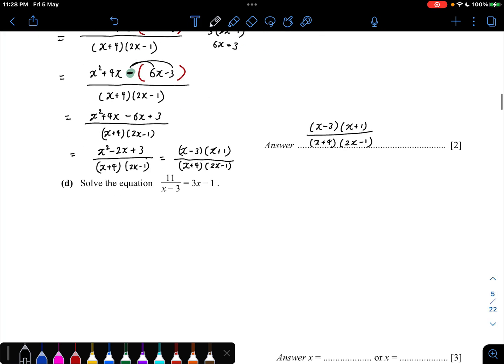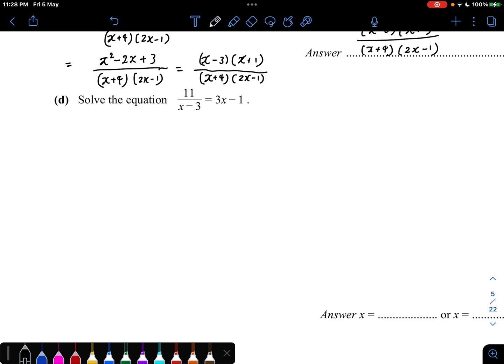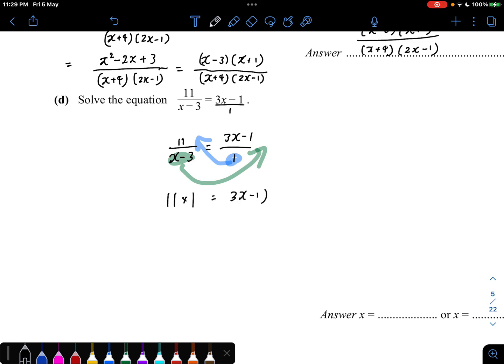Good. Next, solve the equation. Okay, so now when you have a fraction on the left hand side and a non-fraction, you can rewrite the non-fraction as just over 1. So fraction equals fraction. Rewriting it nicely looks something like this. Then you can cross multiply. So 11 times 1 equals 3x minus 1 times x minus 3. Now 11 times 1 is just 11. 3x minus 1 times x minus 3. 3x times x, you get 3x squared. 3x times negative 3, negative 9x. Minus 1 times x, you get a negative x. Minus 1 times negative 3, positive 3.